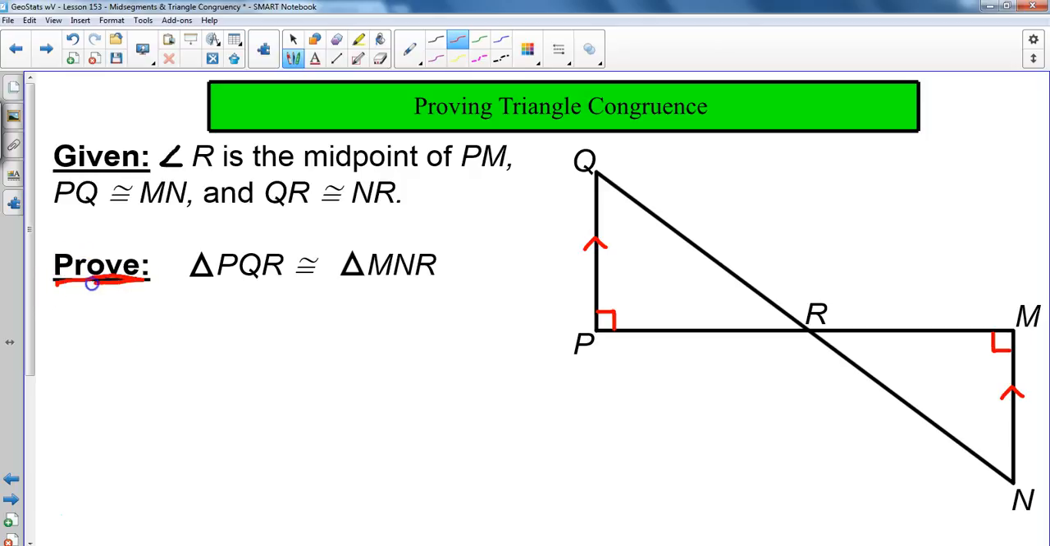Notice, number one, that this is a triangle congruence proof. We're trying to prove that two triangles are congruent. In order to do that, any proof that we do starts with the let statement, and the let statements for these are relatively simple. A lot of times it's just going to be let the diagram be given.